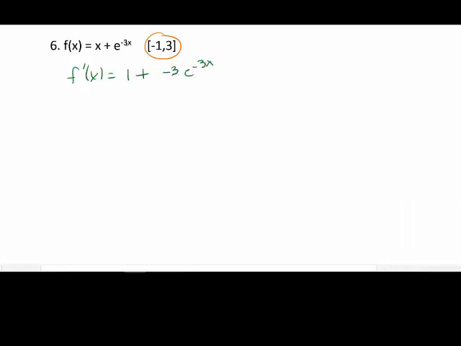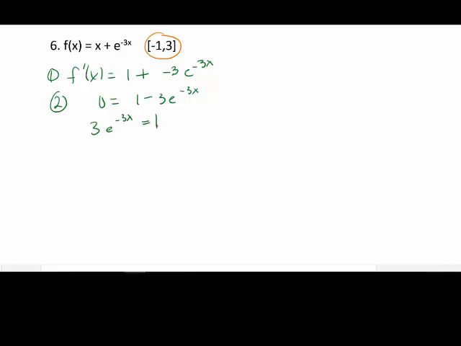So remember, when you're taking the derivative of a base e, you take the derivative of the exponent and you keep what you have. So that's how I got a negative 3e to the negative 3x. So that's my first step. Second step, find my critical numbers, which says set it equal to 0. So I'm going to solve this piece over. So it's going to give me 3e to the negative 3x equals 1.